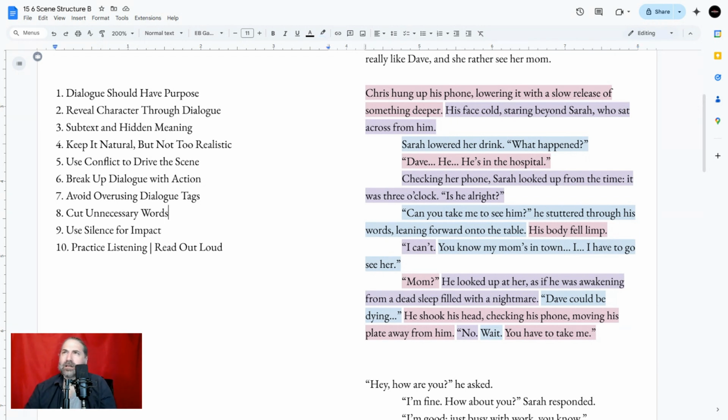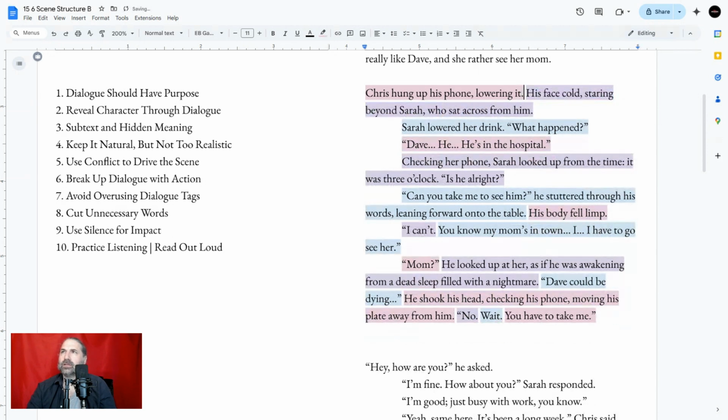All right. Cut unnecessary words. Chris hung up his phone, lowering it with a slow release of something deeper. Chris hung up his phone, lowering it. His face cold, staring beyond Sarah. Beyond his friend, Sarah. Actually, we don't need "his friend." Beyond Sarah, who sat across. I think that's important. It's creating positioning.